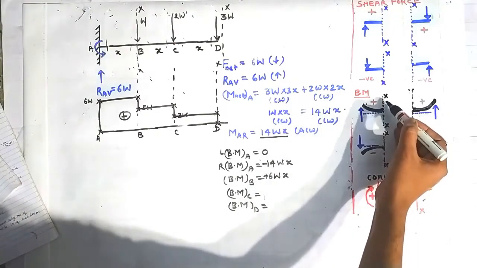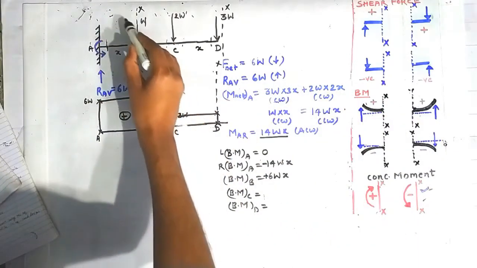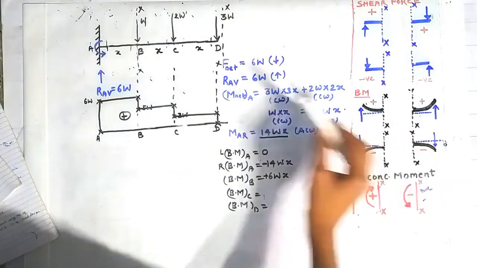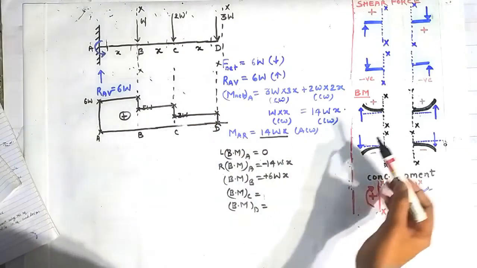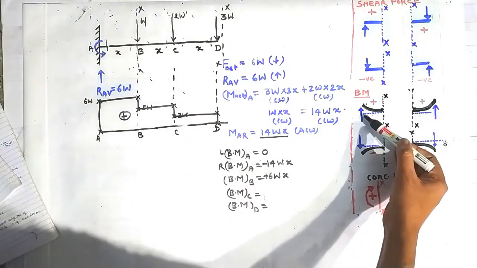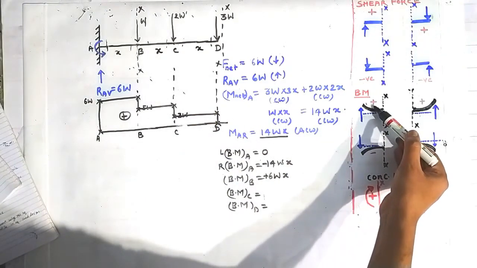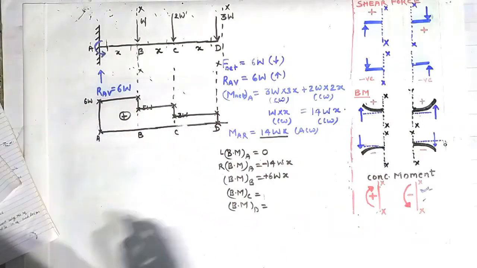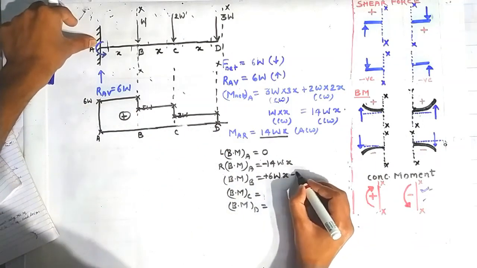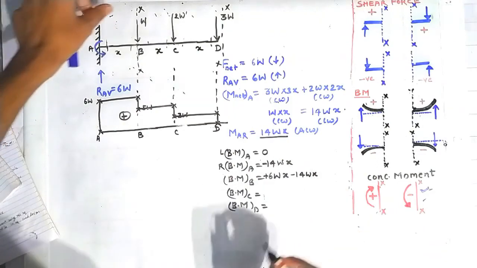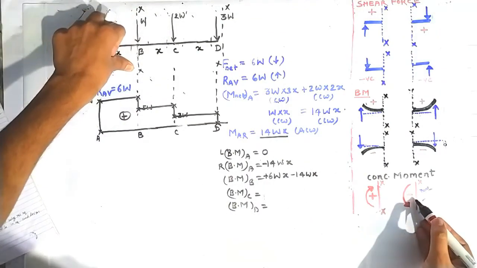You can relate this thing with this portion of the diagram by using this section XX, and this force acting vertically upward direction, creating a sagging bending moment similar to this thing. So the bending moment because of this concentrated moment will be equal to minus 14Wx about this section XX using this sign convention.